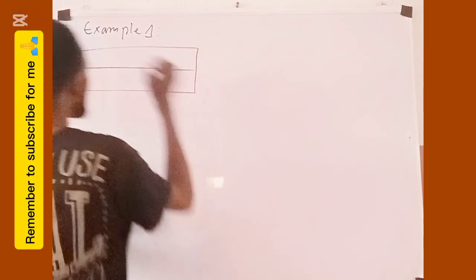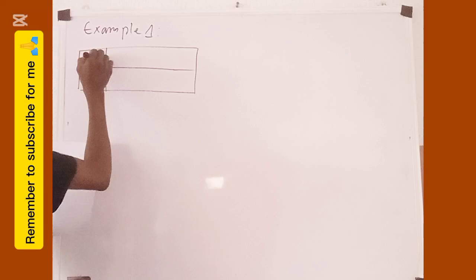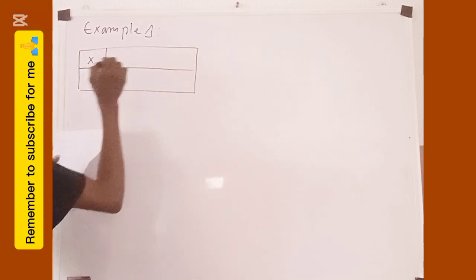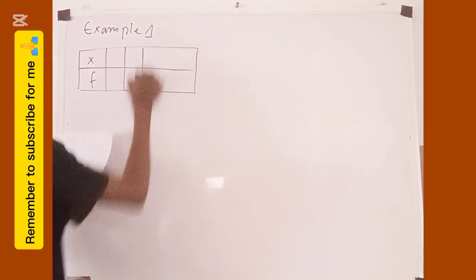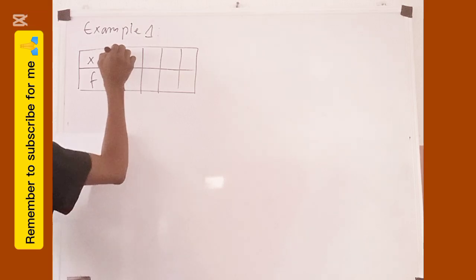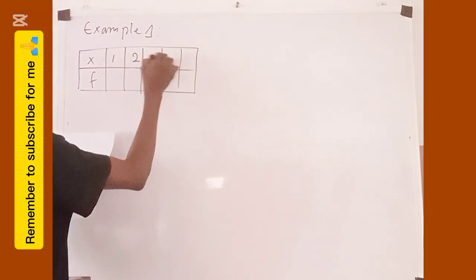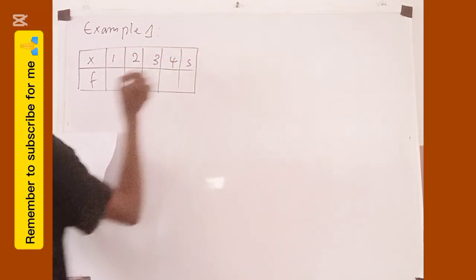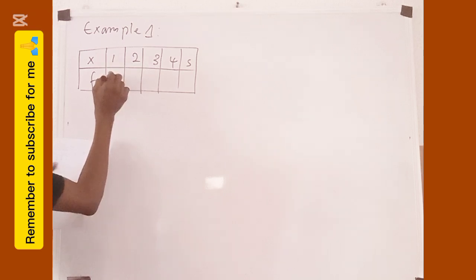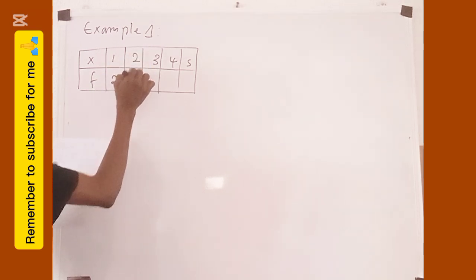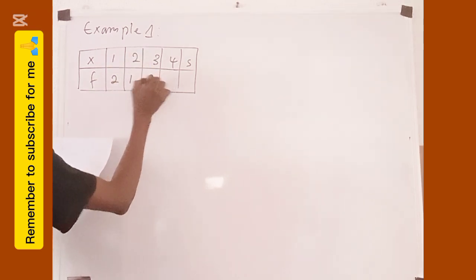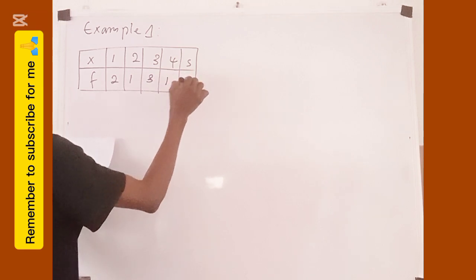Okay. So here is my x, here is my f. So I have this way. This is 1, this is 2, this is 3, this is 4, and this is 5. The number of times that 1 occurred is 2. Number of times that 2 occurred is 1. Here is 3, here is 1, here is 2.